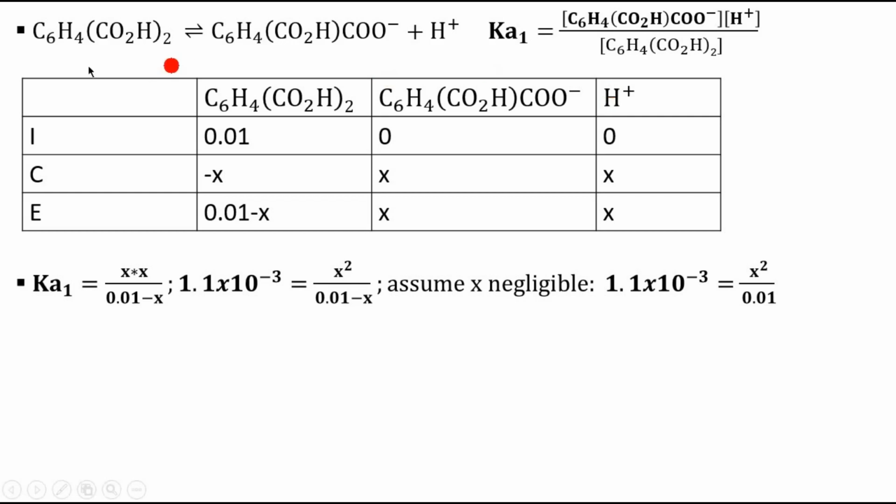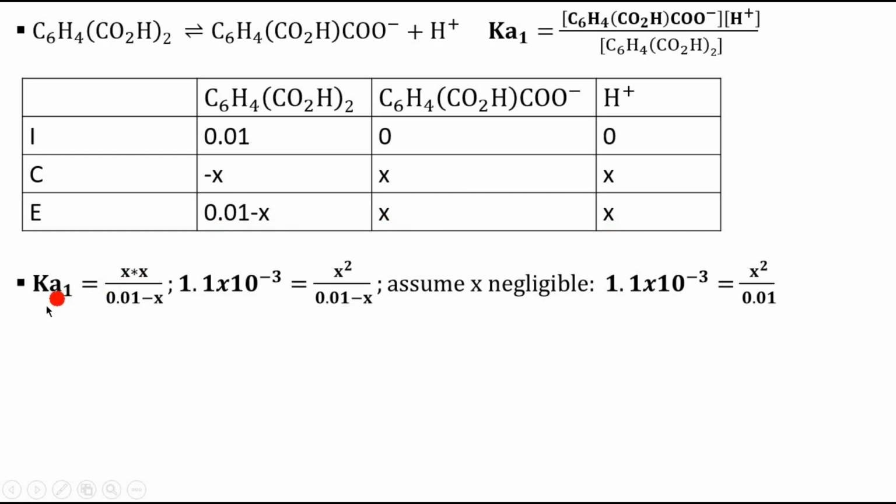Let's start from the first dissociation and see what species remain. This one will dissociate to give this one plus this one. This is the Ka value. We have 0.01 initially, and 0 here and 0 here. Then we lose x here, and we form x and x. We get 0.01 minus x, and x and x. That means K1 will be equal to the product of the products over the reactant: x times x over 0.01 minus x.